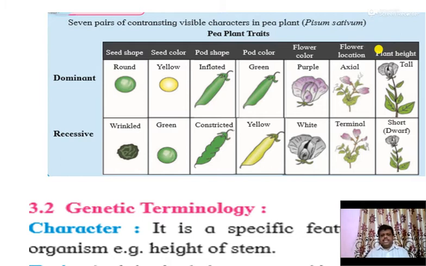Let us see the second terminology, that is the trait. It is an inherited character, and its detectable variants are, for example, tall or tallness, or darkness.